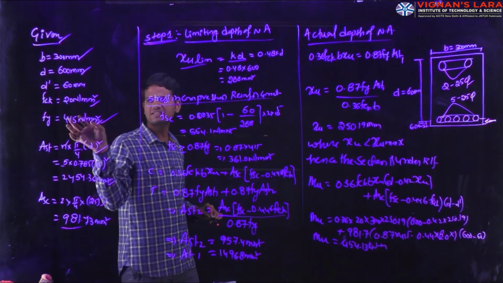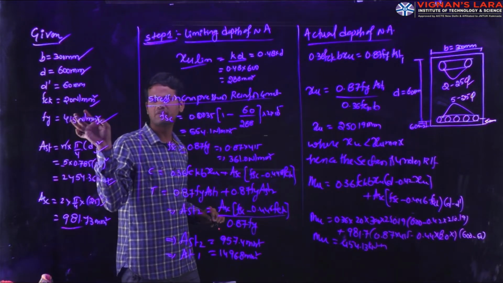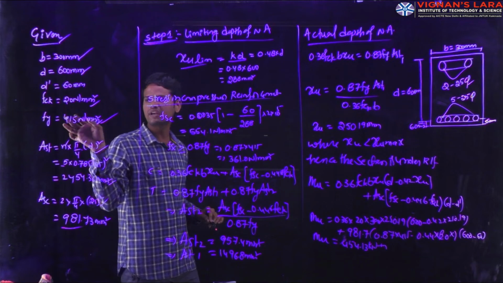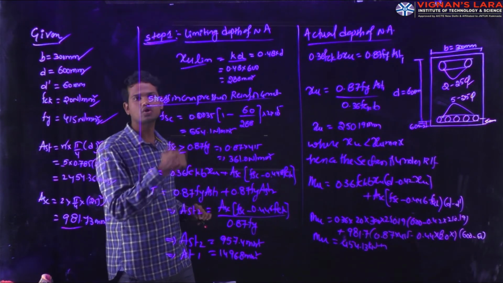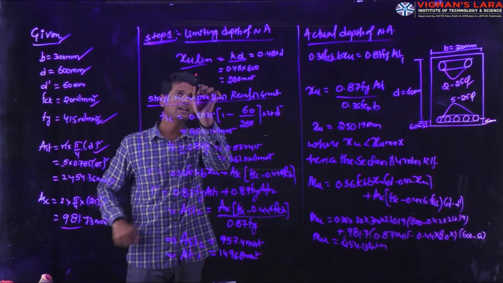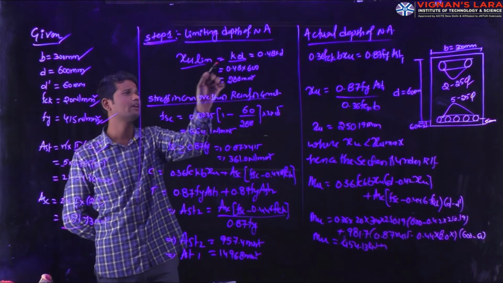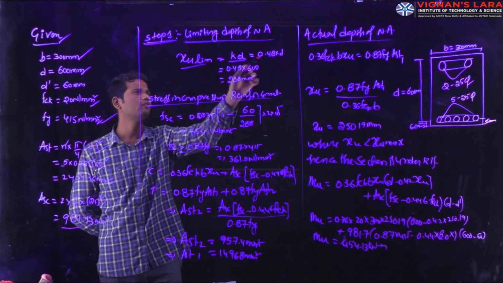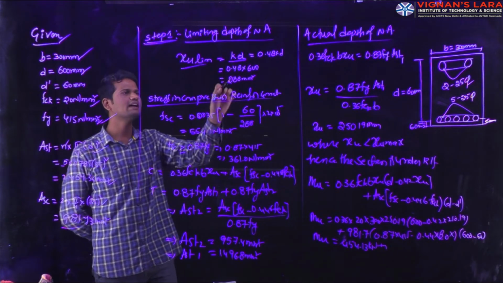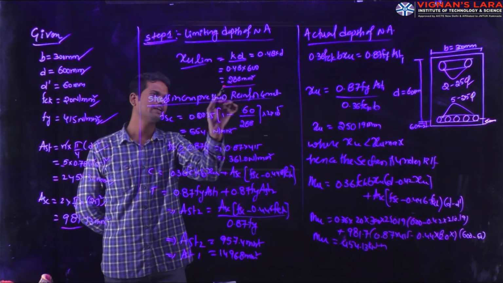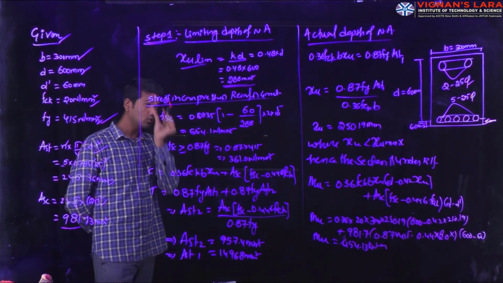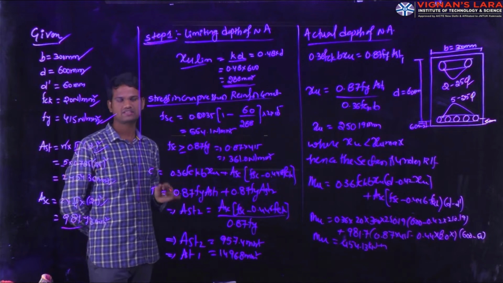Suppose the grade of steel is given as 250 grade; in that condition, instead of 0.48 we have to take 0.53. The limiting depth of the neutral axis, XU limit equal to K into D, 0.48 into D, where D is the effective depth of the beam. If you substitute these parameters, you get this limiting depth as 288 mm. This is step 1.